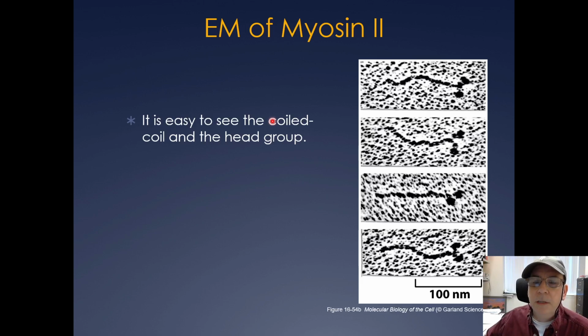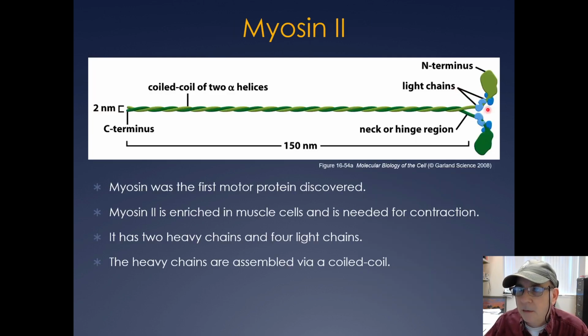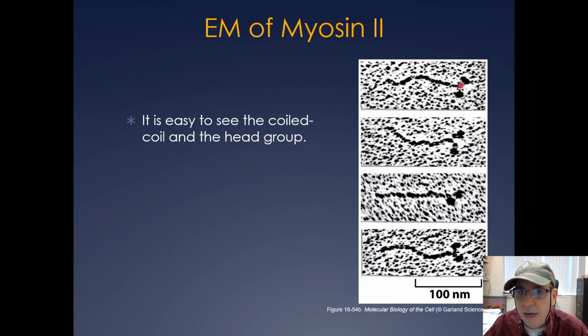So here's just an electron micrograph of myosin 2. You can see it over here. Here are 4 separate images, and you can see the coiled coil, and then you can also see the head group. And the light chains right here are also buried in this neck region. Okay, so it's a very recognizable structure on an EM.